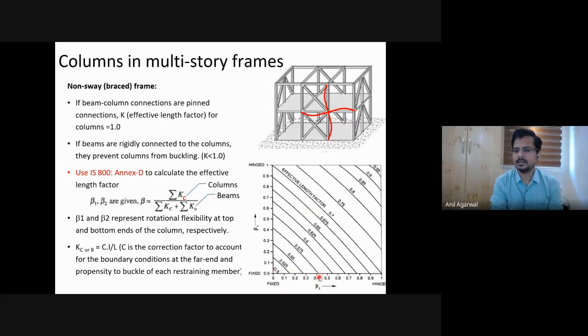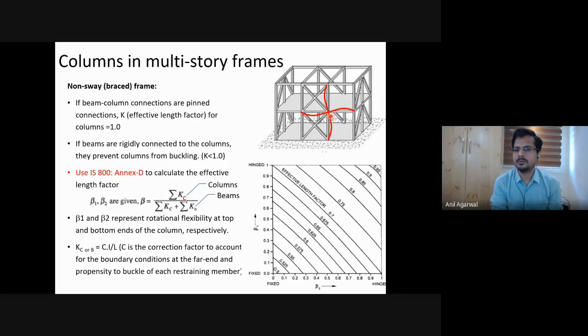So let's say I somehow get my beta 1 to be equal to, okay, so imagine that this column is fixed at the base. So at the base it is beta 2. A fixed column has 0 value of beta 2 and a perfectly hinged column has 1 value of beta 2. So fixed is 0. So here it is 0. At the top, let's say these are not offering much of a rotational restraint. So my beta is 1. So 0 and 1.